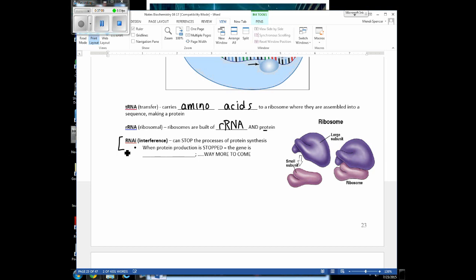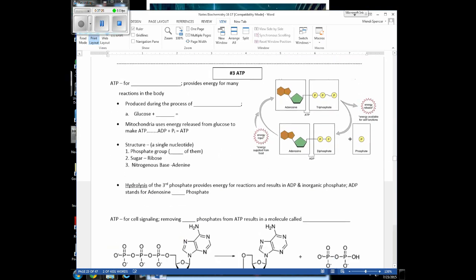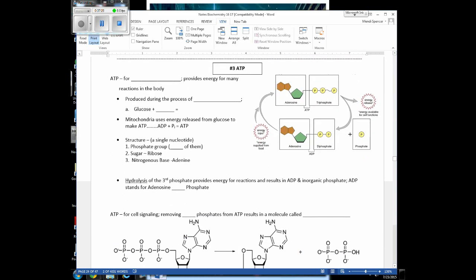But basically, RNAi is involved in stopping protein production and silencing the gene. So when protein production is stopped, we say that the gene is silenced. So again, it has something to do with protein synthesis, but in this case, it's going to aid in the stopping of protein synthesis and silencing or turning off the gene, so no protein is being made according to that gene. And so now we're going to get into the third type of nucleic acid.